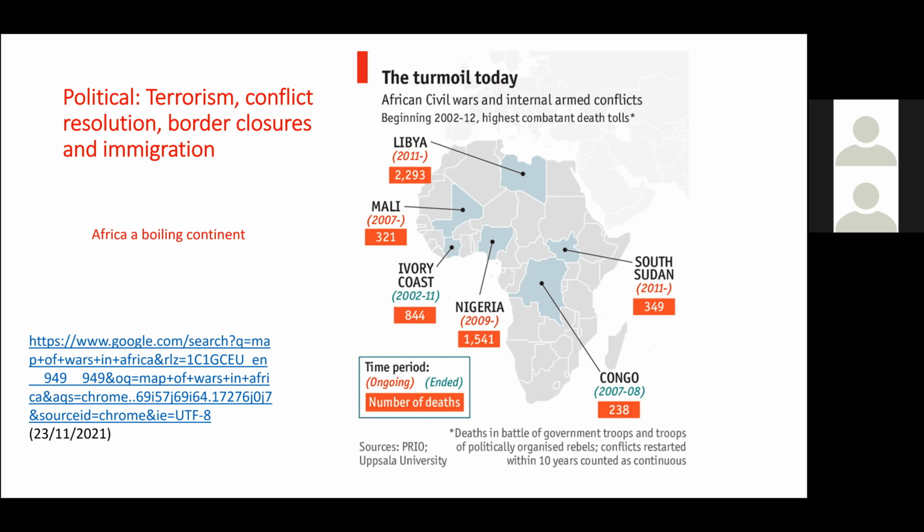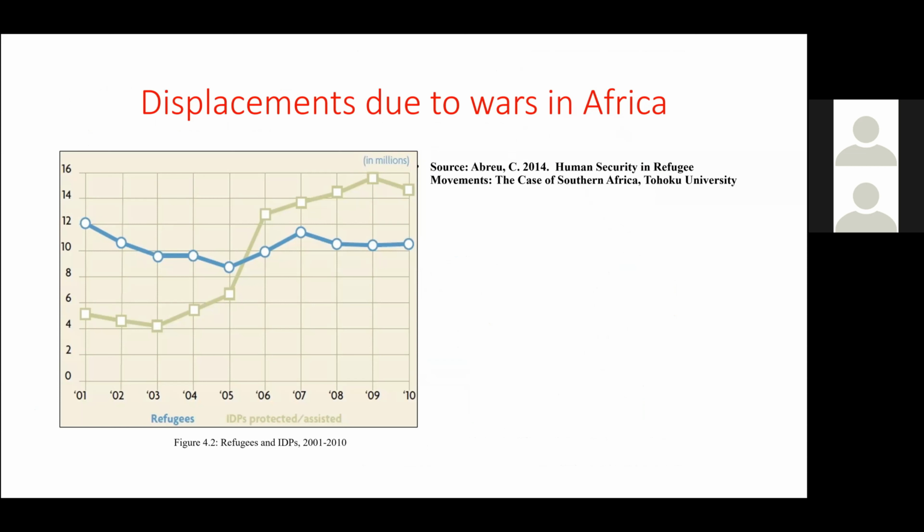You see how the situation is on the African continent. Number of deaths in 2011 in Libya, in Mali, in Ivory Coast, in Nigeria, and Congo and South Sudan. Unfortunately, this map is not showing the Eastern African countries, but this is one of the problems that the African continent is passing through. So, displacements due to wars in Africa. This information I got from a PhD dissertation of a Mozambican. So he shows how the situation is.